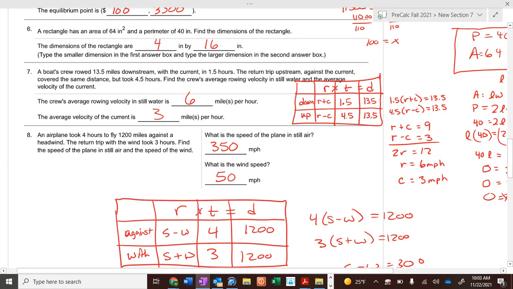So there's 8 problems for you to do. I'll give you till 10:30 to work on these, and then we're going to start matrices.